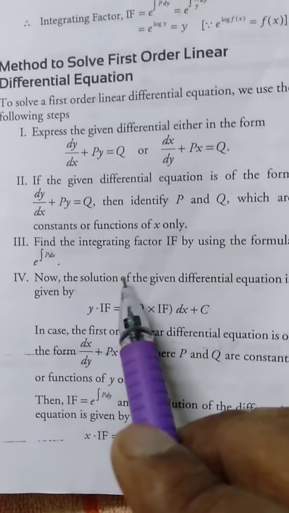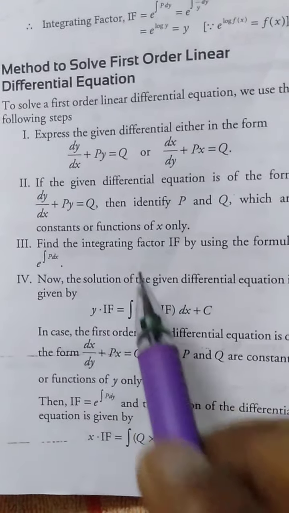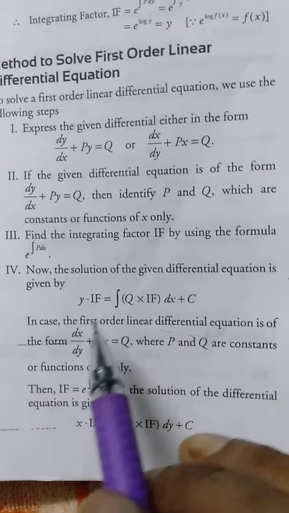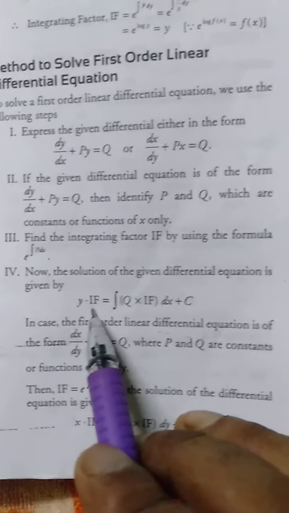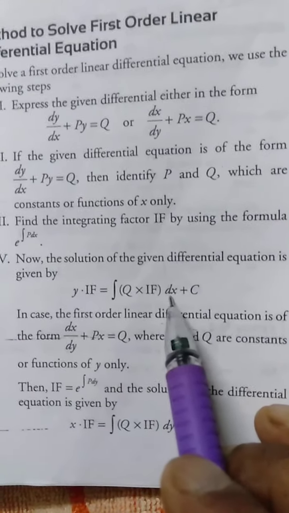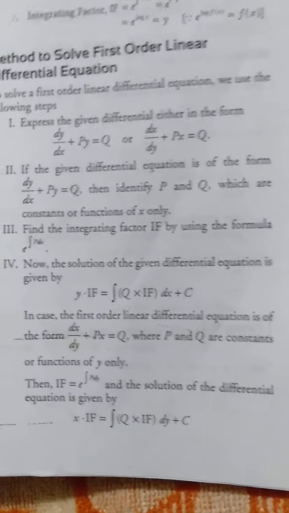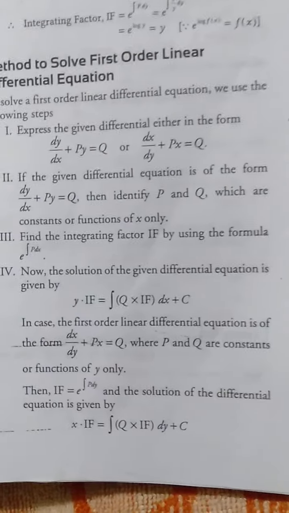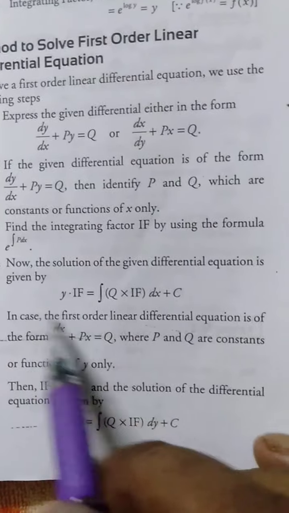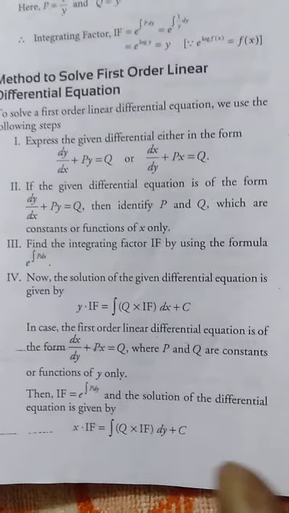Now you do the integration. After doing the integration, come to the general solution. What is the general solution? y into IF is equal to integration of q into IF dx plus the integrating constant. If we do this integration, we can get the general solution. Now let's come to the sums.